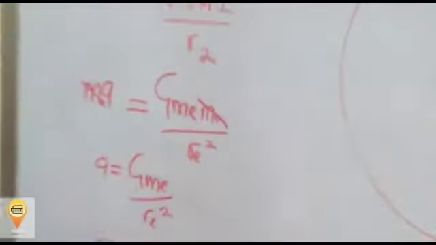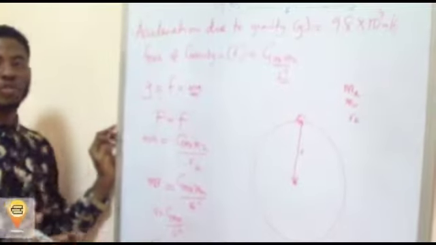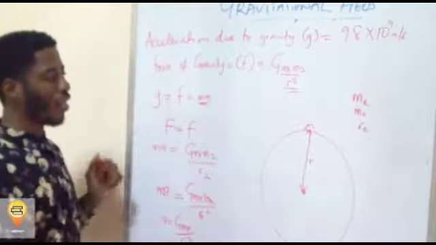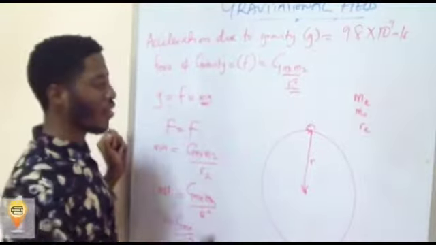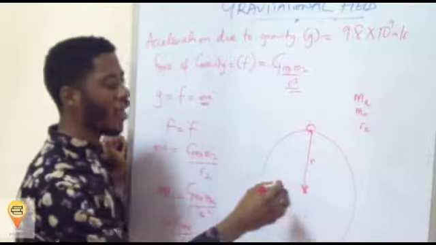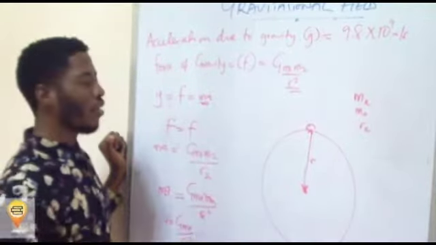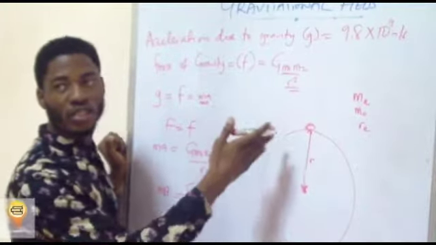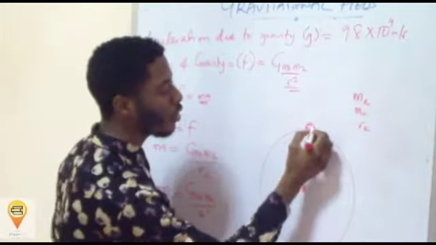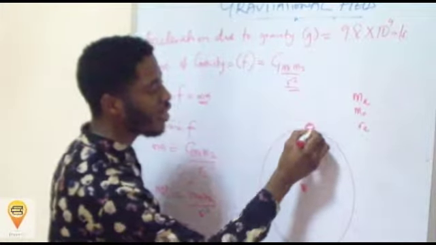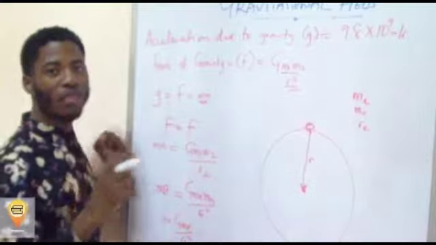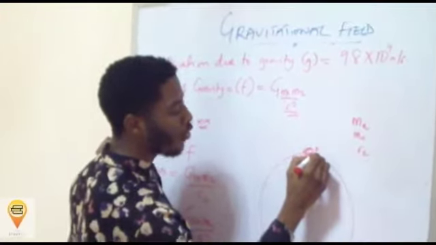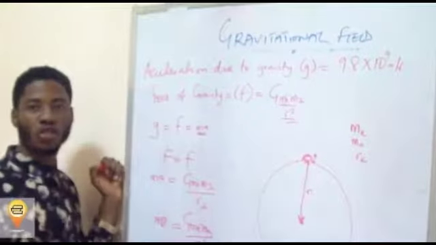Now, there's something called gravitational potential. What's gravitational potential? This is the work done in moving a unit object a unit distance from where the force of gravity acts on it. Let's say this is an object on Earth. The work done on it is moving it a unit distance, which is 1 meter, the standard unit of distance. To move it 1 meter away from the surface of the Earth, then we say work is done.